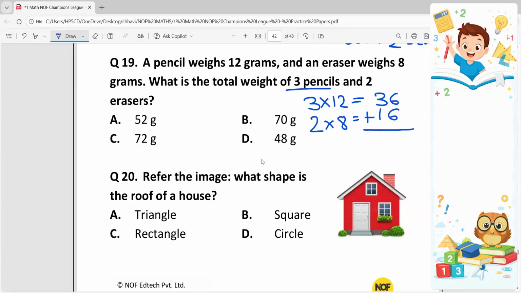Okay. So we'll just add it. 6 plus 6 is 12. 1 over here. 3 plus 1 is 4, and plus 1 is 5. So 52 grams is the weight. Okay. So option A is the correct answer.